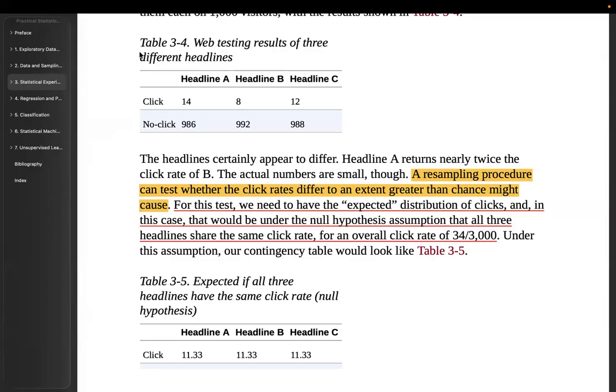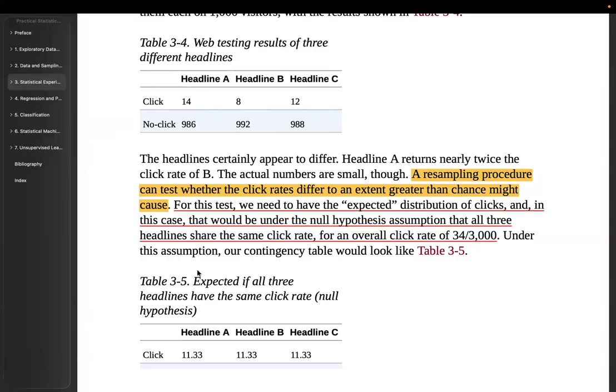If we go with the null hypothesis, it means they are all the same. You have a total of 34 clicks out of 3000, which is 1000, 1000, 1000. So you got 34 clicks out of 3000, and then you distribute them.